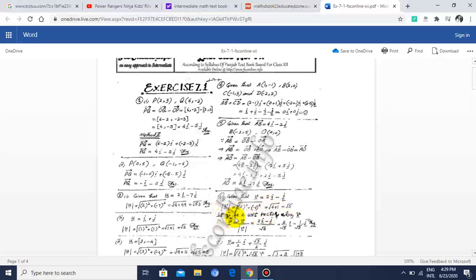Let v-cap be a unit vector along v. Unit vector is equal to v divided by the magnitude of v. The vector is 2i minus j divided by square root 5, and the required unit vector is given by this. You have to find the other two unit vectors like this.